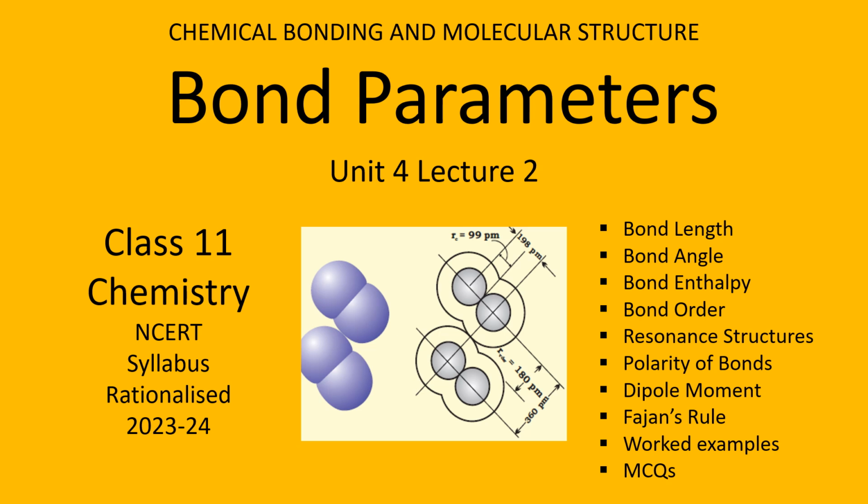We will continue our previous discussions by studying important parameters associated with chemical bonds like bond length, bond angle, bond enthalpy, bond order, and bond polarity, which have significant effect on properties of compounds. In the end, we will study worked examples and answer multiple choice questions.